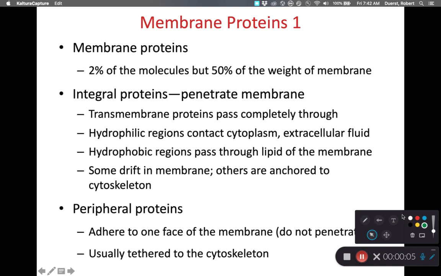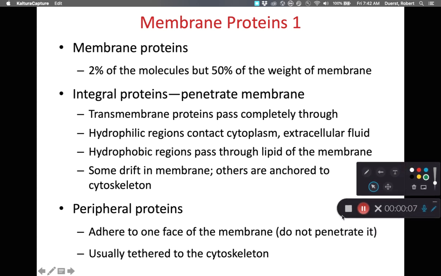Hey class, in this recording we're going to talk about membrane proteins. As we're looking at the proteins that are embedded within the plasma membrane, membrane proteins make up a minority of the number of molecules, so about 2% of the molecules, but about half the weight, the overall mass of our membrane. And as we look at these membrane proteins, they can be broken up into categories.